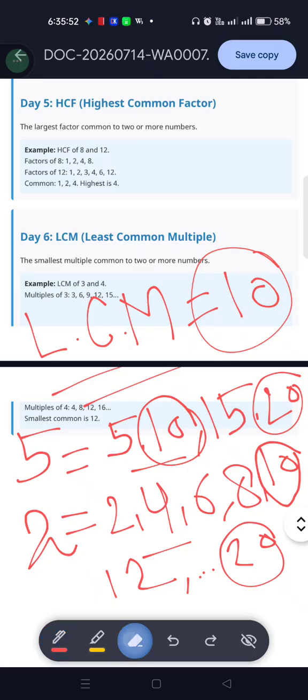So in this way we have cleared the LCM. If you still have any problem, you can comment below.